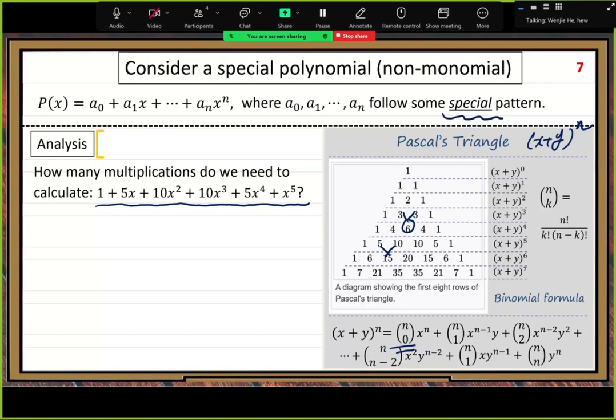Four. Perfect. 4, not 5. Okay? Not 5. Why not 5? Degree is 5. But the coefficient of the leading term, the degree 5 term, we call the leading term, is 1. If the coefficient of the leading term is 1, you save 1 multiplication. The last multiplication, you do not need to do it, 1 times something. So the answer is 4 by Horner's rule.